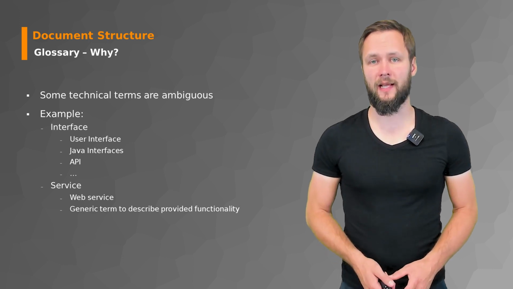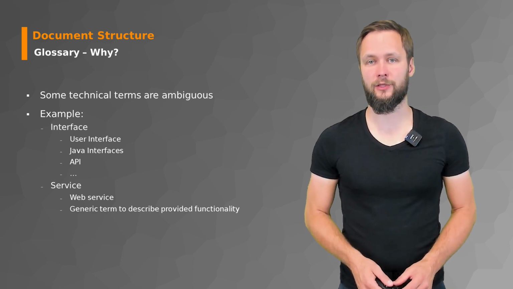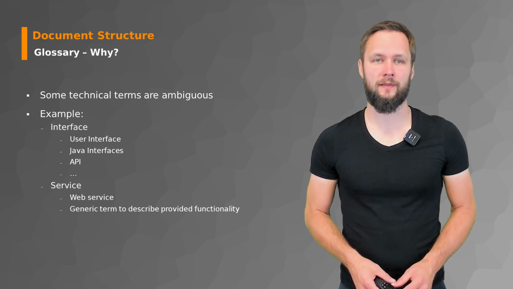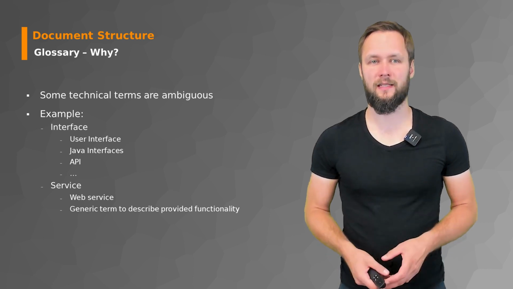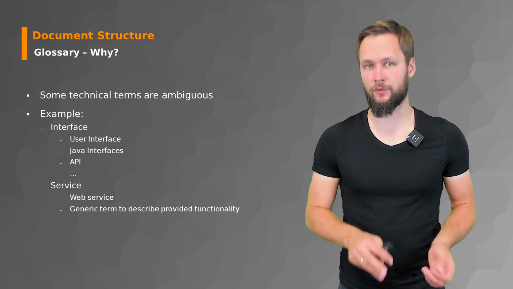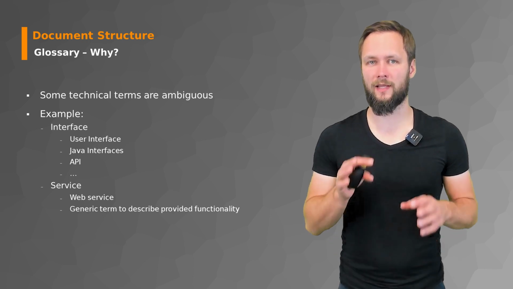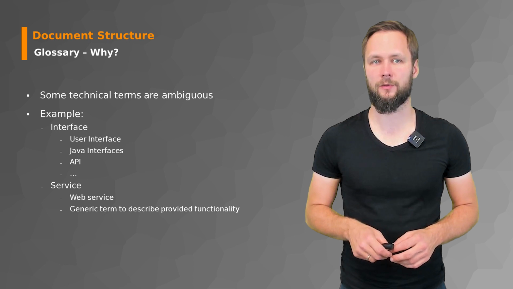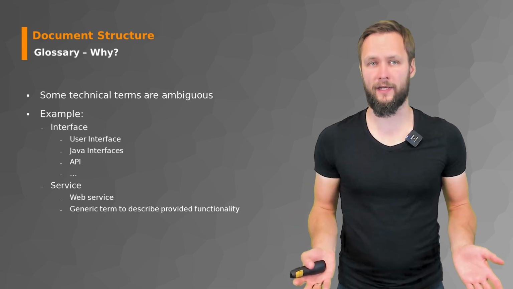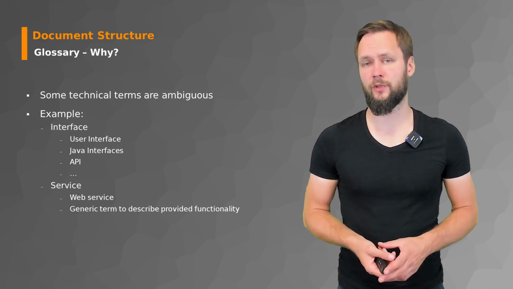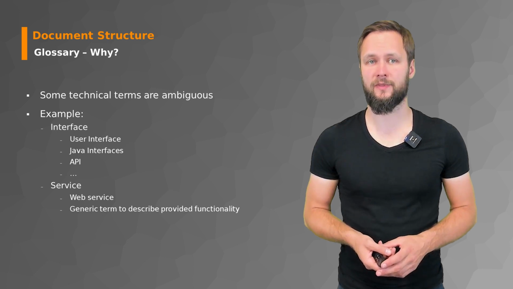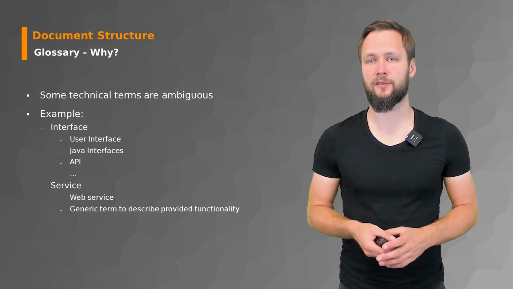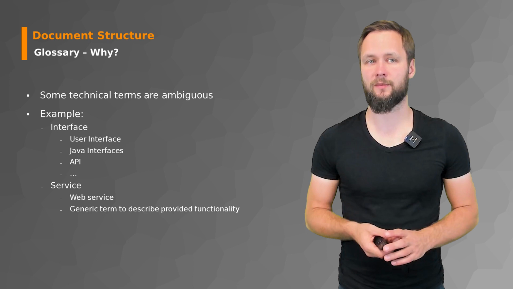Another important part of each document is a so-called glossary. It could be quite self-explanatory, but in terms of requirements engineering, we would like to take a few minutes to go into a little more detail with respect to the glossary. So first of all, why do you need it? Pretty simple, because there are some technical terms that are ambiguous and need to be properly defined, and where you need to explain them in more detail.